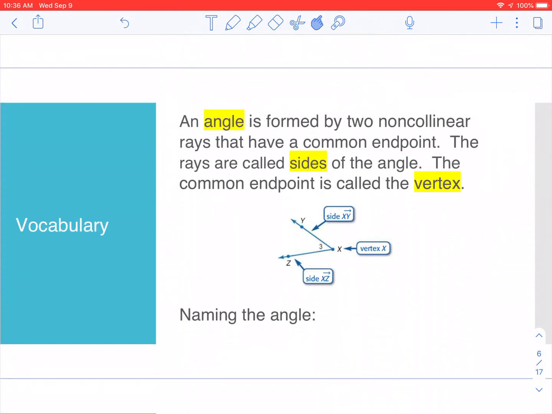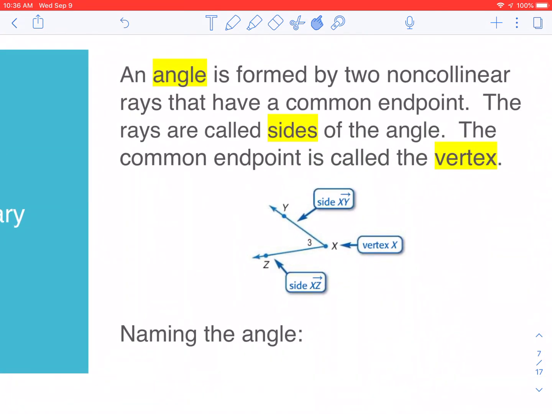Okay, some other vocabulary. We have an angle. This picture is an angle. Okay, it's formed by two rays that are not on the same line, and they have the same endpoint. So the common endpoint they share is point X, which is also called the vertex. Alright, so those are vocab words here.